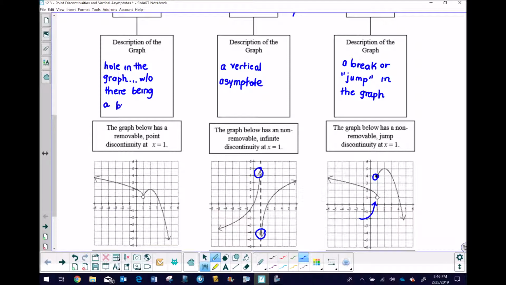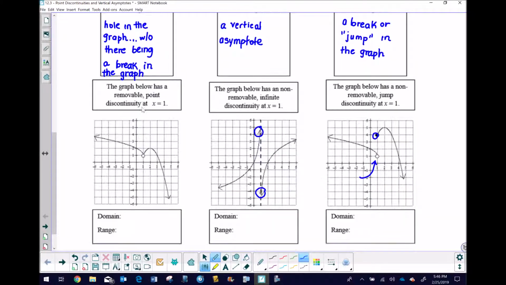And for right now, those will work as informal descriptions of these different kinds of discontinuities. We will formalize these in much more detail as we move into calculus. Now, each of these will have a domain and a range that we can discuss.